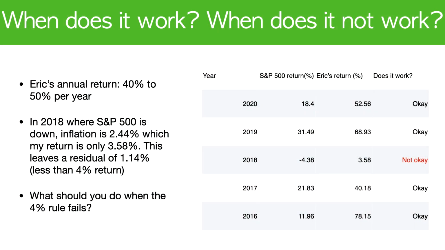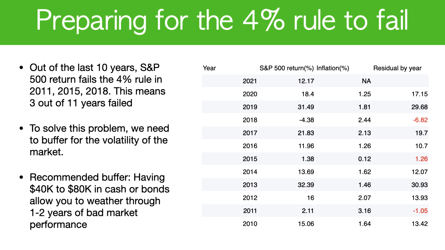So even if you get a strategy that is performing better than the market, it doesn't necessarily mean all the years you'll be able to satisfy the 4% rule. So how should you prepare for that kind of situation? That's exactly what we're going to be addressing in a bit. When you're looking at my annual average return, it's approximately 40% to 50% per year, once you annualize it. Out of the last 10 years, the S&P 500 return fails in 2011, 15, and 18. So 3 out of 11 years, it has failed.